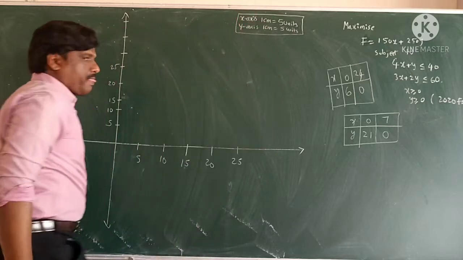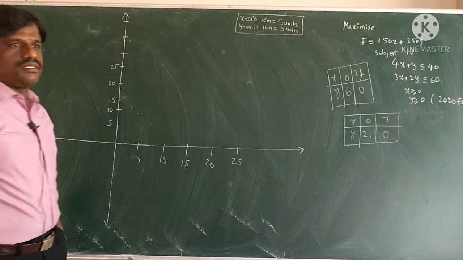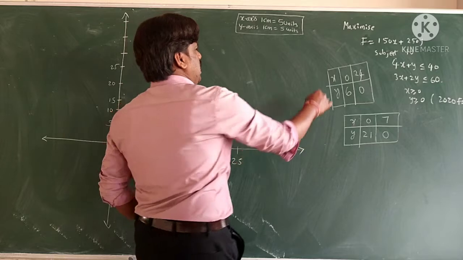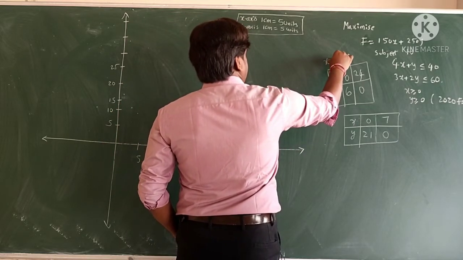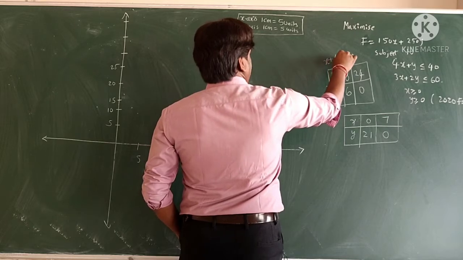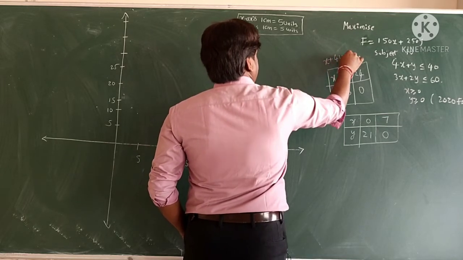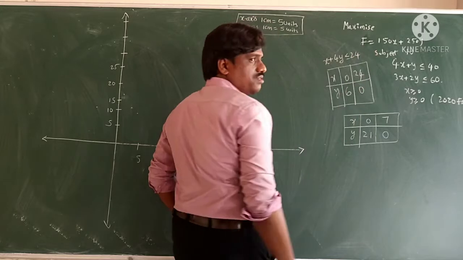Okay, right? First picture, what is the inequation of this picture? X plus 4y less than or equal to 24.